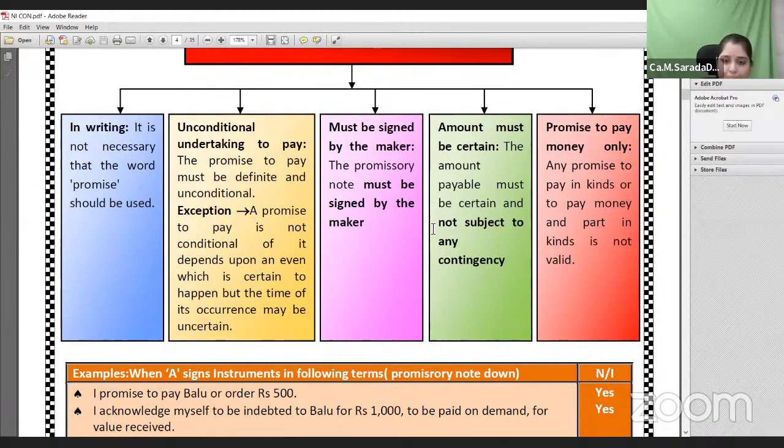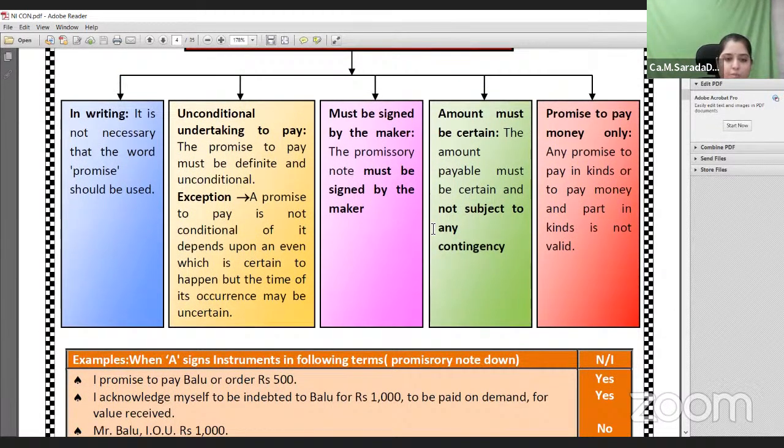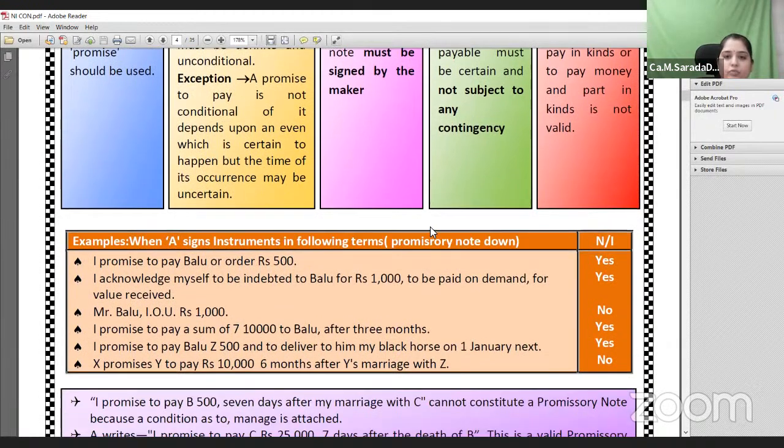Now, for example, I promise to pay Balu or order rupees 500. Yes, it is valid. I acknowledge my indebtedness of 1,000 to be paid on demand for the value received. It is valid. Mr. Balu, I owe you, meaning I am indebted to you, rupees 1,000. This is not valid because it has not been clearly mentioned in this particular case that Mr. Balu is indebted.